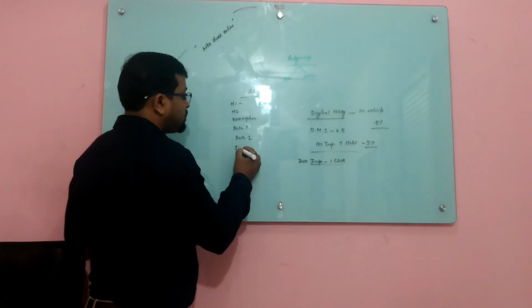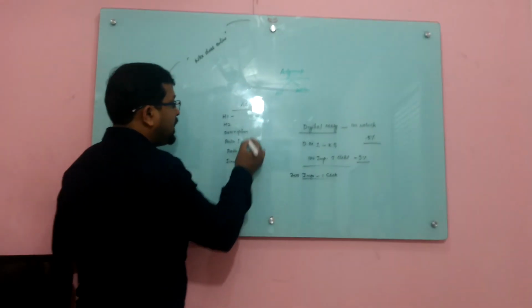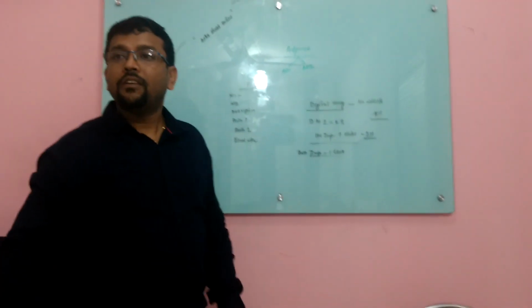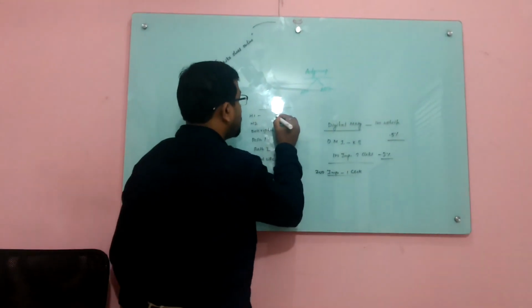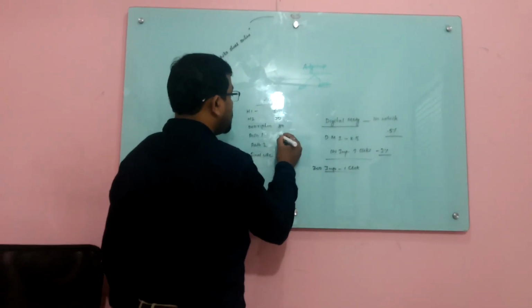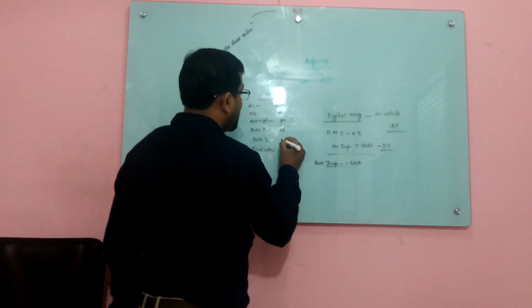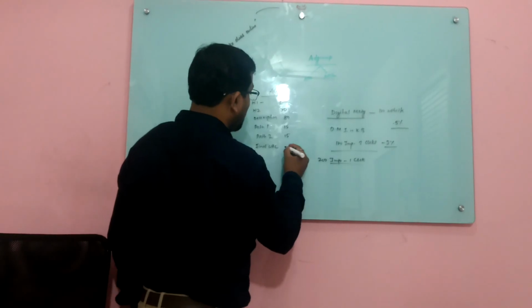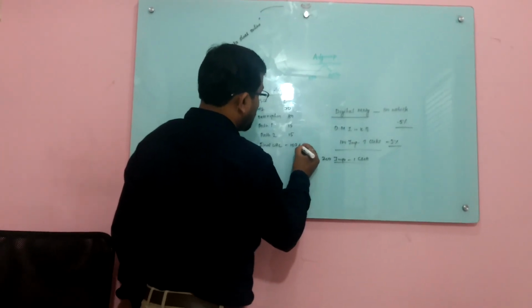The website is the final URL. And what is the character limitation for H1? 30. H2? 30. Description? 80. Path 1 is 15, path 2 is 15. The final URL depends on your website.